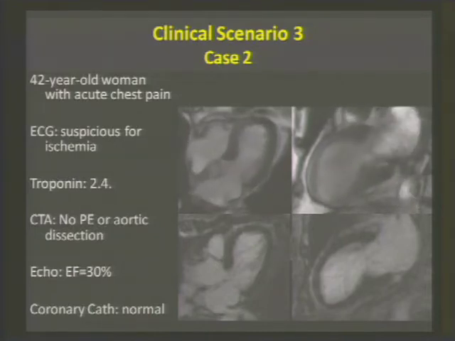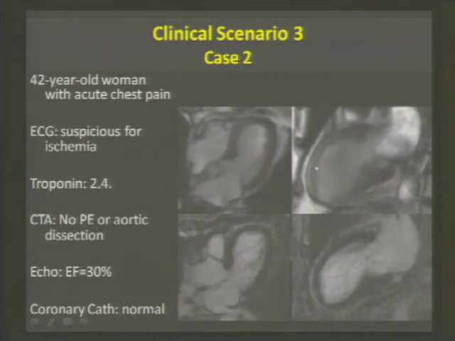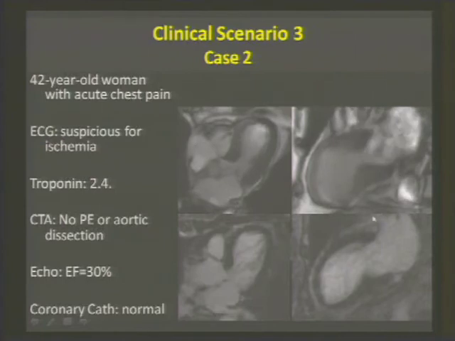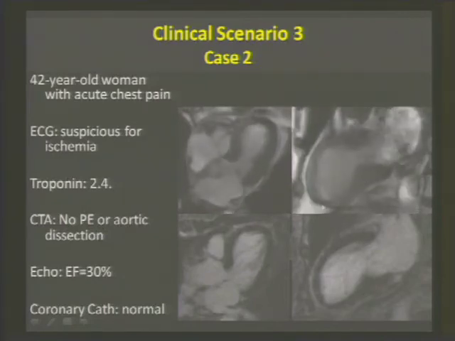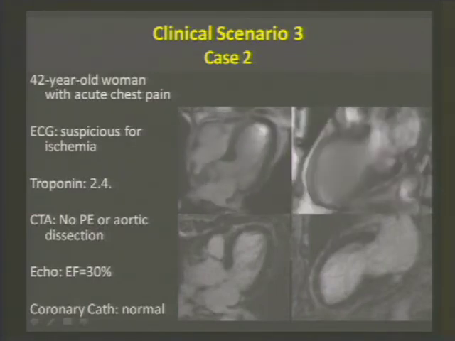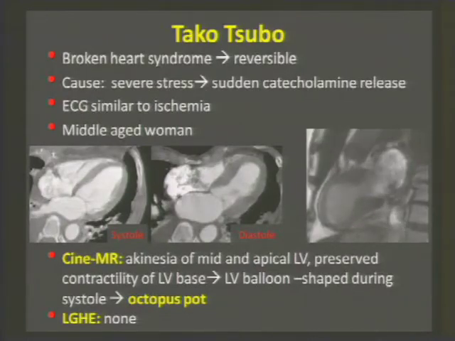So when I approach something like this, the thought I would have is, well, I see somebody who has diffuse hypokinesis of most of all walls of the apex and mid-ventricle, with only the basilar walls functioning here. So when this patient goes in systole, you can see the base thickens and it becomes narrow, and the remainder kind of balloons out because it's just basically doing nothing. And there's no correlating delayed or late gadolinium enhancement. This is a case of Takotsubo.